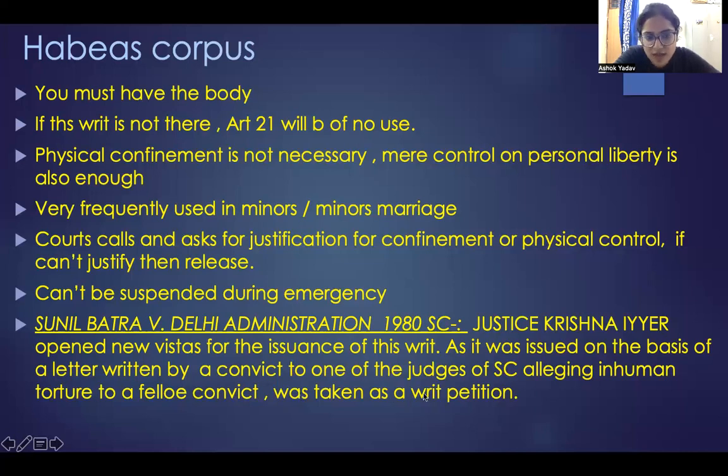And that letter was taken as a writ petition. Under this case, a new approach was given as to how the writ can be filed. So in this case, there was a convict. He wrote a letter to the Supreme Court judge, giving details about the inhuman torture which was given to one of his fellow convicts in the jail. So this letter of his was taken as a writ petition.